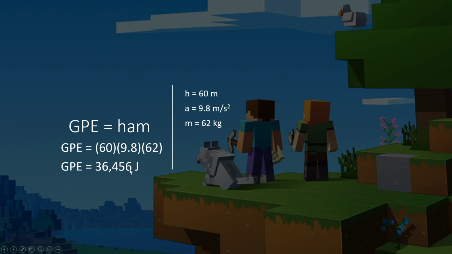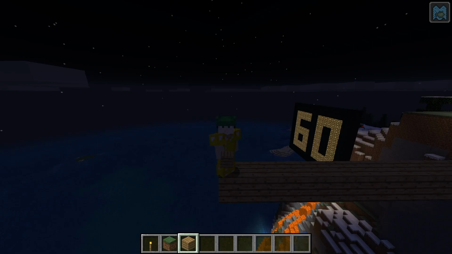Anytime we calculate gravitational potential energy, or kinetic energy, or thermal energy, which we will do as well, you need to make sure that you are including joules as your units. No naked numbers in this class. So we just figured out that the gravitational potential energy of my character is going to be 36,456 joules if my character is about 60 meters up in the air.